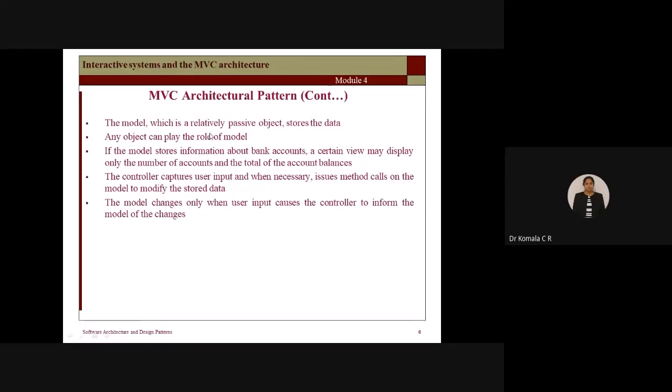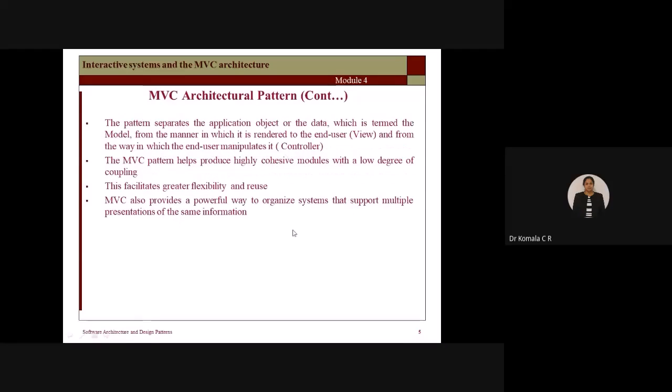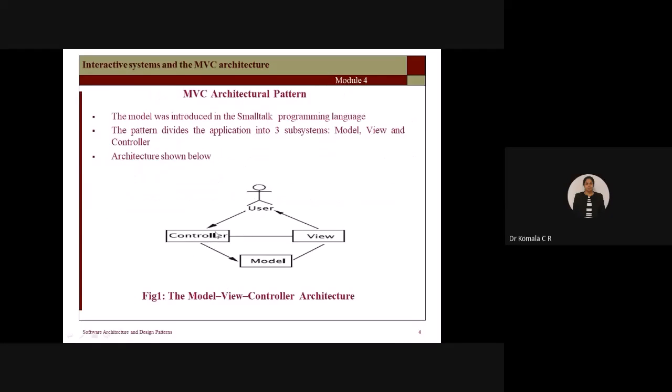Why am I calling it passive? Your user will not directly make changes with respect to the model. What are the units it will actually communicate with? User is communicating via these two. What are those? Controller and view. So model acts as a passive object with respect to user, whereas controller and view are the active objects with respect to user, where user will directly communicate with them.